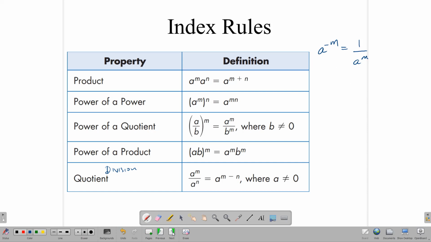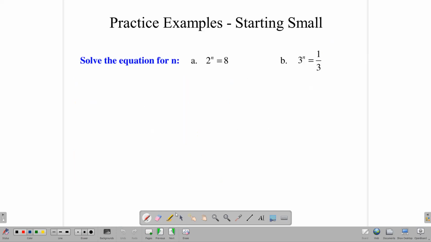So let's look at our first question. Here we have 2 to the n is equal to 8. We have another one, 3 to the n is equal to 1 over 3. So 2 to the n equal 8. What we're going to be doing here is to make sure that both sides of this equation are in the same base.